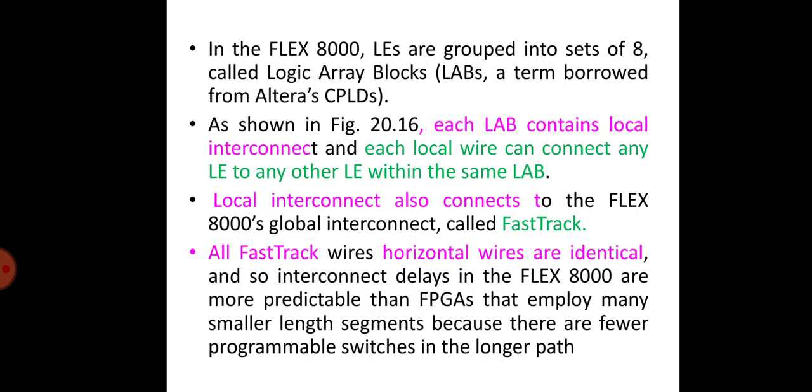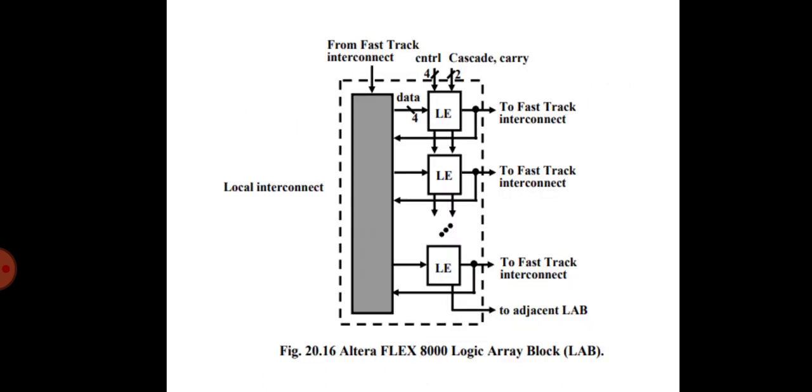In the Flux 8000, LEs are grouped into sets of 8 called logic array blocks, and each LAB contains a local interconnect, and each local interconnect can connect any LE to any other LE within the same LAB. Local interconnect also connects to the Flux 8000's global interconnect called FastTrack. All FastTrack horizontal wires are identical, so interconnect delays in the Flux 8000 are more predictable than FPGAs that employ many smaller length segments, because there are fewer programmable switches in the longer path.